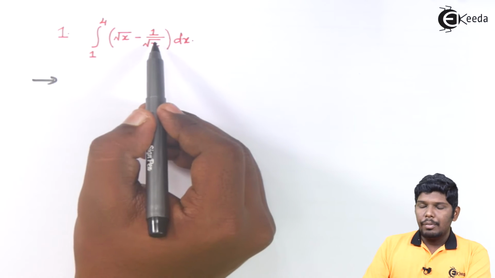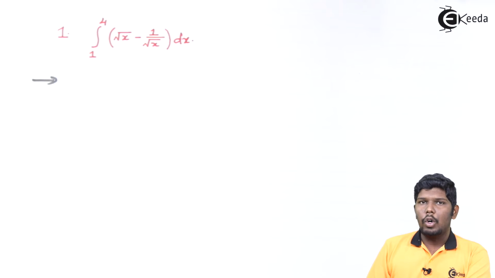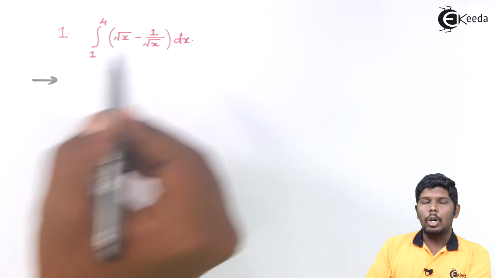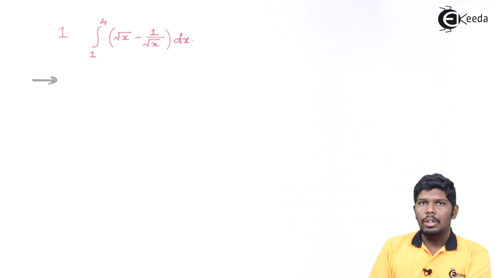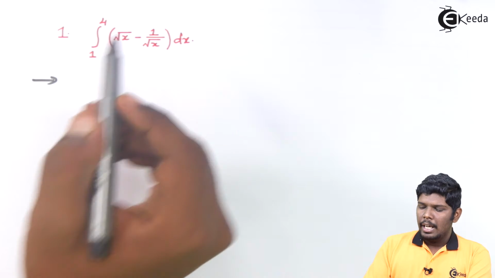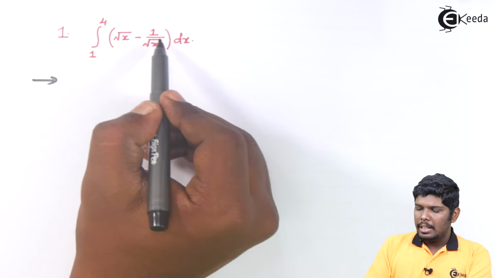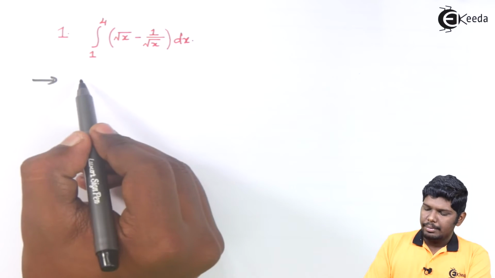Here, both the functions can be integrated using the formula integral x raised to n dx equals x raised to n plus 1 upon n plus 1. But for that, x should be present in the numerator. Here you can see x is not present in the numerator. Therefore, the first step is to convert the root sign into fractional powers and later take this x to the numerator.